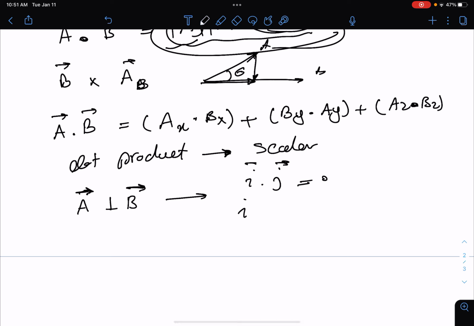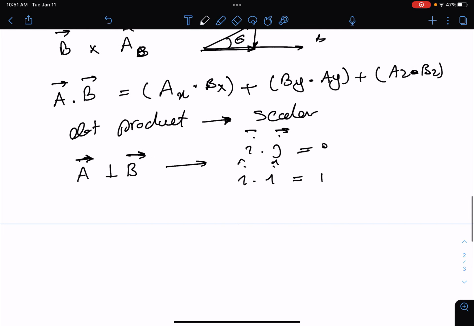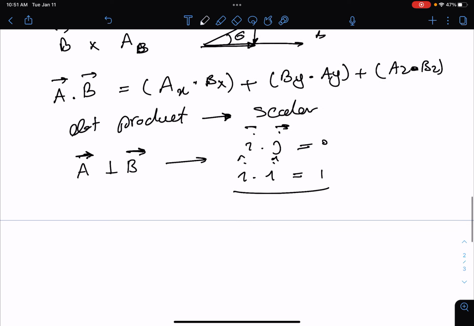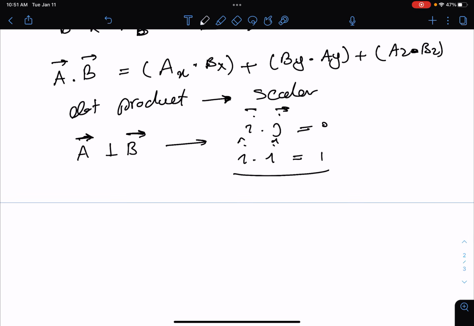What about i dot i? It is 1, right? We can make this exact same conclusion about the other unit vectors in the axes, like i, j, and k, all of them. So based on this, we can actually prove this. This is very simple.